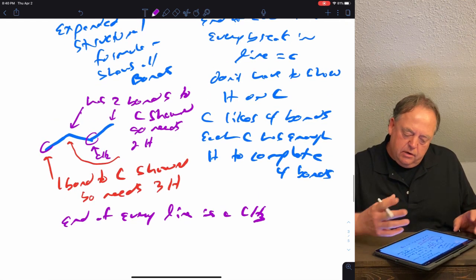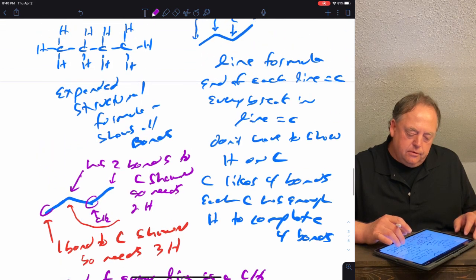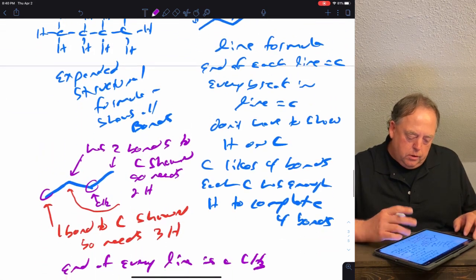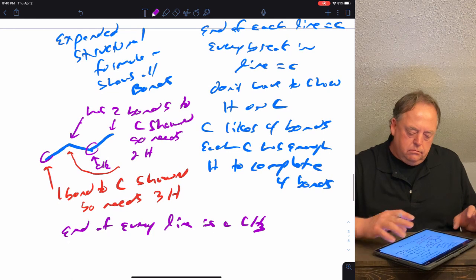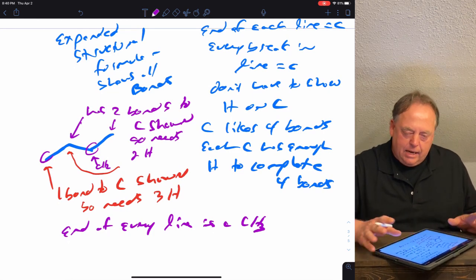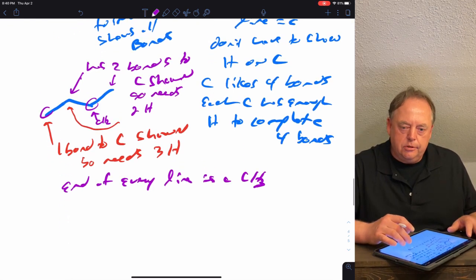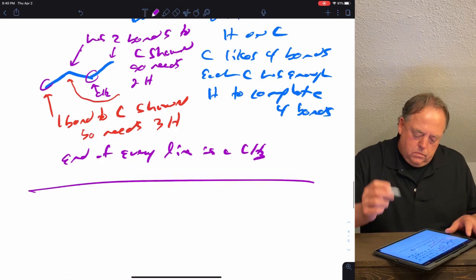Okay, so that's a little bit of introductory organic chemistry for you. For those of you who go on to organic chemistry after this, you'll be drawing line formulas all the time in organic chemistry. Okay.